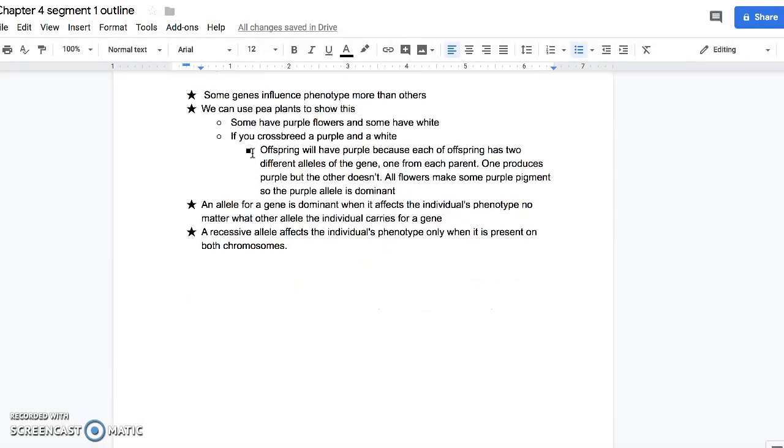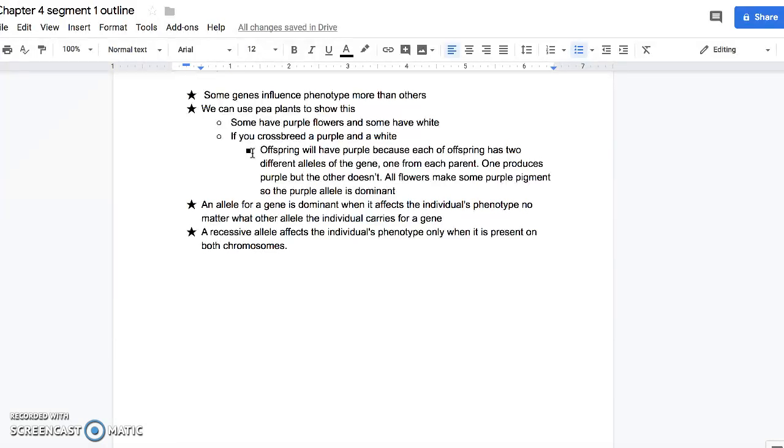Next, we can see how dominant and recessive alleles work in pea plants. Some genes influence phenotype more than others. We can use pea plants to show this. Some have purple flowers and some have white. If you crossbreed a purple and a white one, the offspring will have purple flowers, because each of the offspring has two different alleles of the gene, one from each parent.